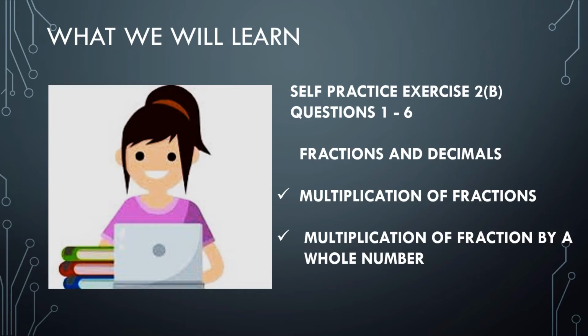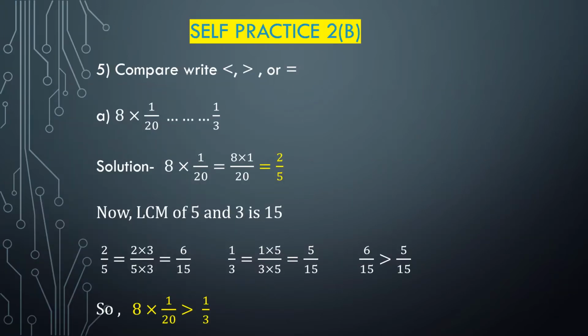Let's solve some questions. Now we solve question number 5. Question number 5 is compare, write less than, greater than or equal to. We have to compare these two given expressions. First part A is 8 multiplied with 1 divided by 20 dash 1 divided by 3.